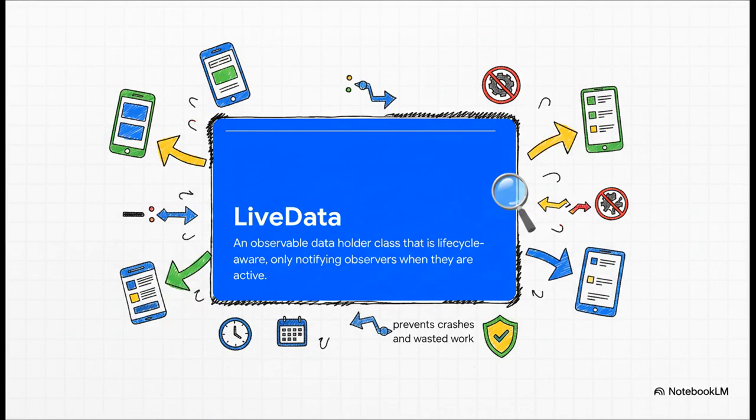And then we have LiveData, which I like to call the smart messenger. Sure, it delivers data, but its real superpower is that it's lifecycle aware. It's smart enough to know if your app is actually on screen and ready for an update. If it's not, it just waits. This little trick is what prevents a whole class of crashes and keeps your app from doing a bunch of wasted work in the background.